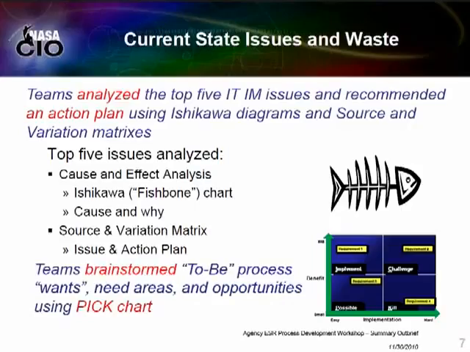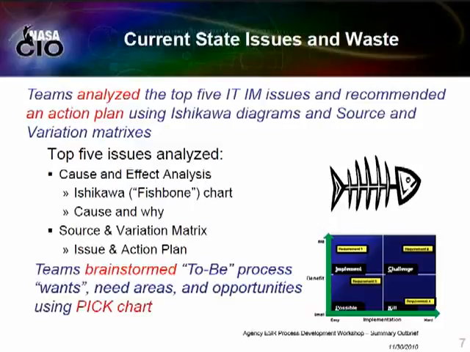So we used a Lean Six Sigma approach, if you will, for this workshop along with ITIL, and we used some of the tools out of Lean Six Sigma. In this particular case, we used the Ishikawa chart, which looks at the causes and whys for the top 5 issues that were identified, and that flowed directly into the source of variation matrix, which looked at the mitigation for each of those issues.